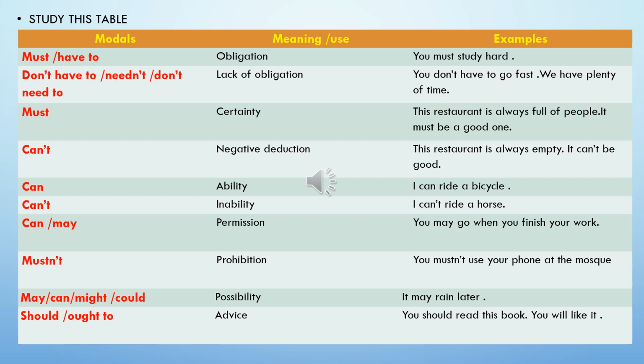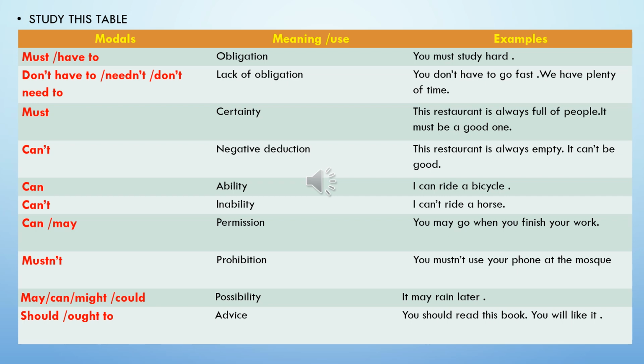You must. The opposite of obligation is lack of obligation, when something is not necessary. So we express this using don't have to, needn't, don't need to. For example, you say, you don't have to go fast, we have plenty of time. Imagine yourself with your family in a car, and your parent is driving fast. So you say we have a lot of time, so it's fine if we drive just slowly, because we have time, and there is no obligation. It's not necessary to drive fast.